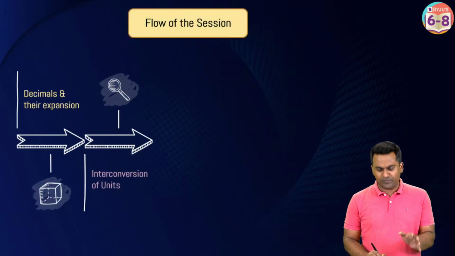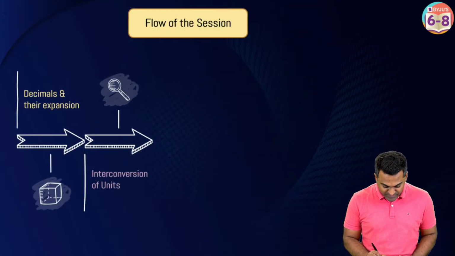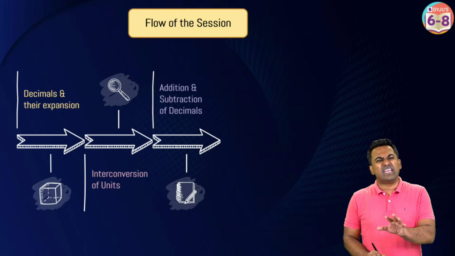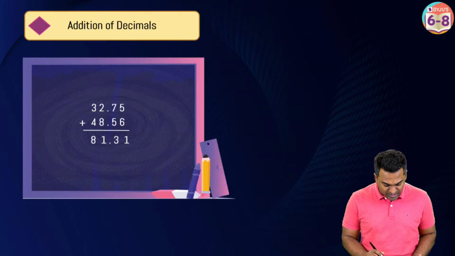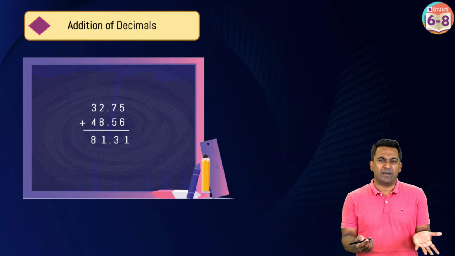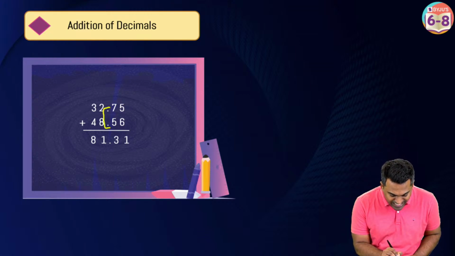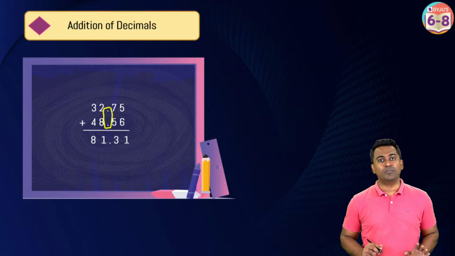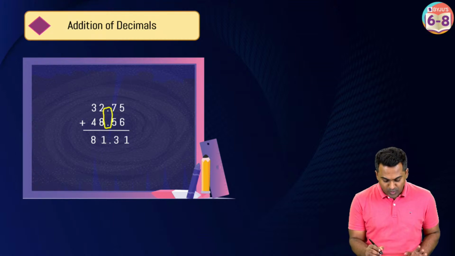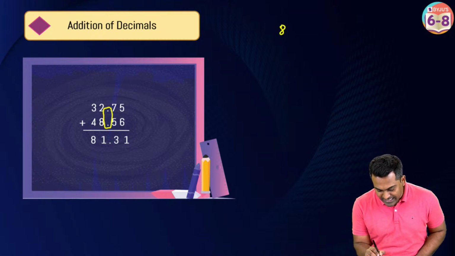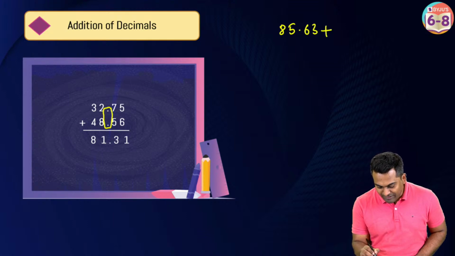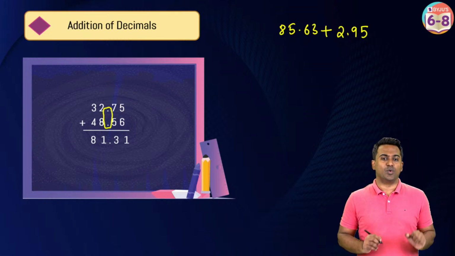So we've seen interconversion of units, we've seen decimals and their expansion. Now let's check out a very easy idea, addition and subtraction of decimals. This is going to work like your regular numbers. All you have to do is make sure that the decimal points are right below one another. This is crucial. If I were to give you an example, let's say 85.63, you have to add 2.95 to that. How are you going to do this?